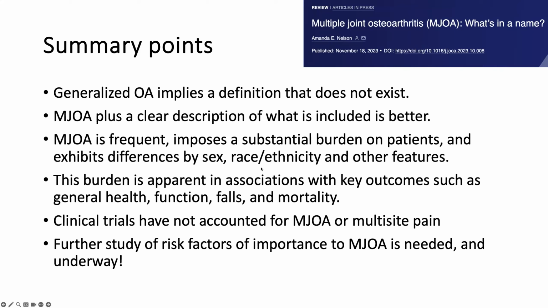I think, looking into new potential risk factors like intestinal permeability or the microbiome or other features that might be different in those who have this high body burden of osteoarthritis versus a single site or one or two sites is really important, and is underway both in our group and among others.